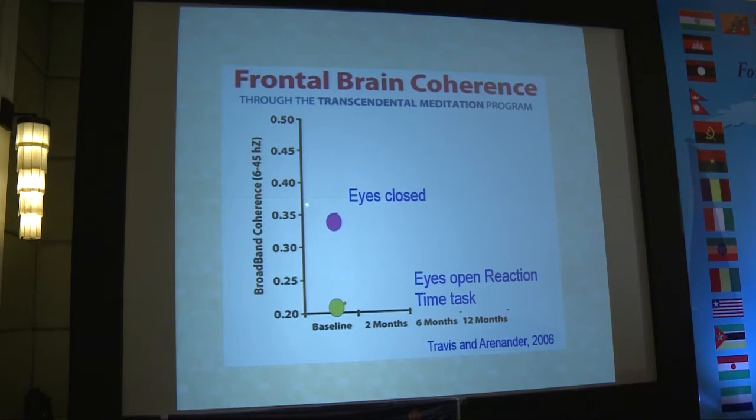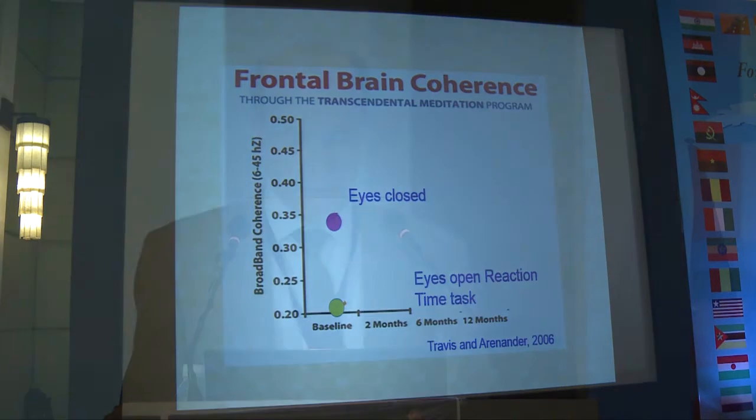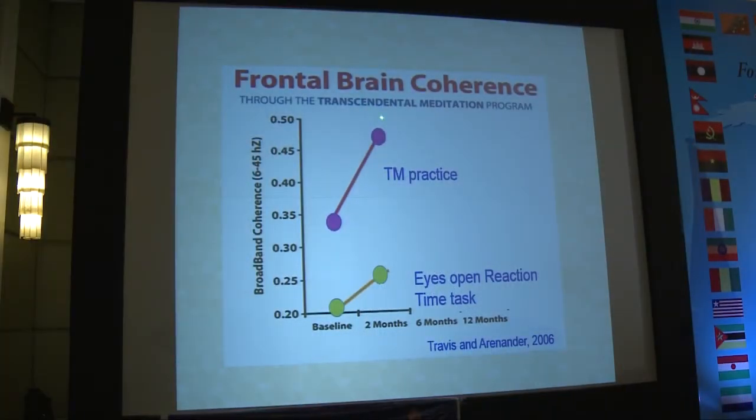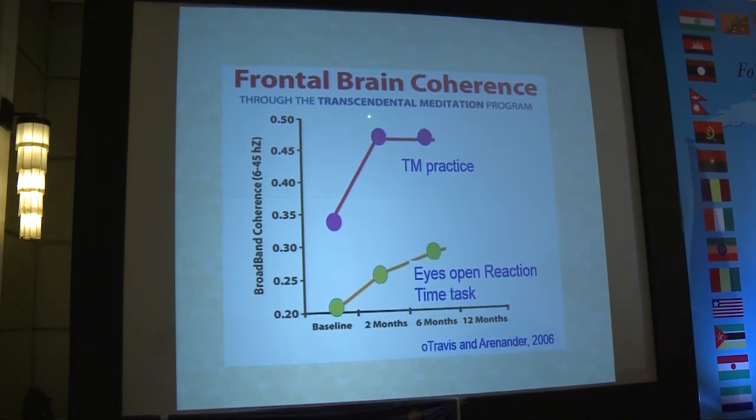The purple dot is what's happening here at eyes closed. This is during a challenging task. Then people started the TM practice, which leads very quickly to the state of yoga. And this is what we find is during TM, the brain waves are quite more coherent, more orderly than during eyes closed. But look at here during the task. The task is beginning to change as well. At 6 months, we find that the coherence during TM remains at its high level.